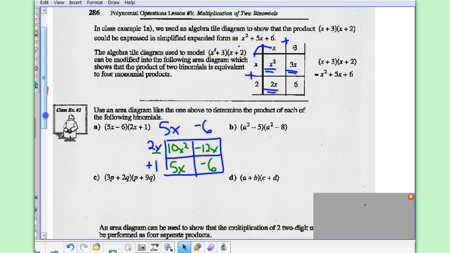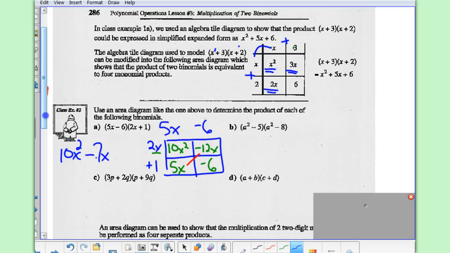Therefore, the answer to your question, and look at how cool this is: I've got my x squareds. These two are like terms, so they collect together. And my answer for this question is 10x squared minus 7x and minus 6.